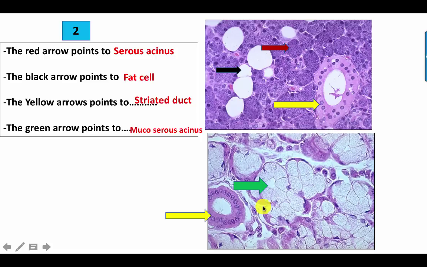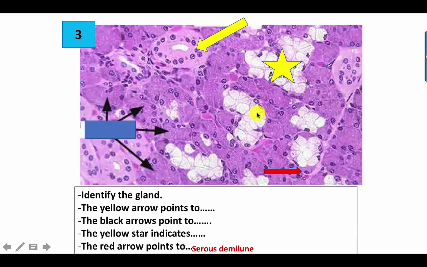We have a crescent of gyanosis on the top of the mucus acini. But here we have serous acini, purely serous acini. Now identify this gland. In this gland you can see that we have the serous acini, we have mucus acini, we have mucoserous acini. So this is the gland which is called submandibular gland.